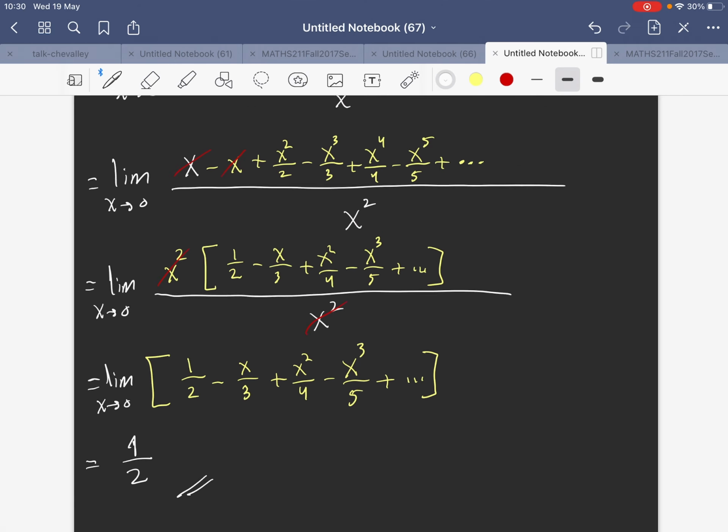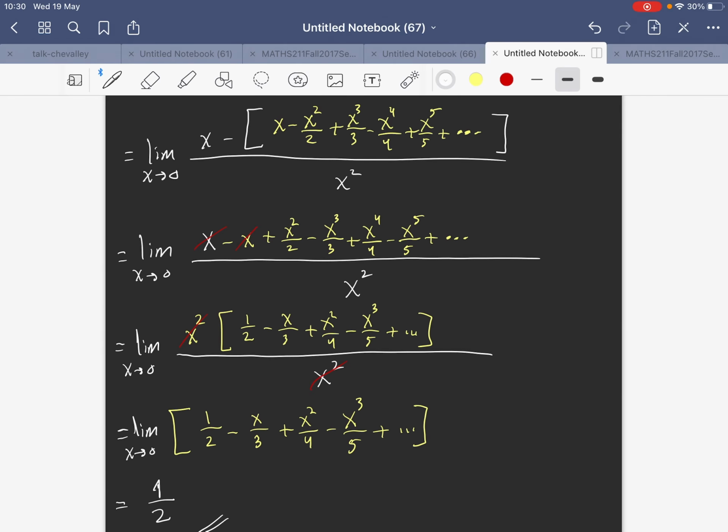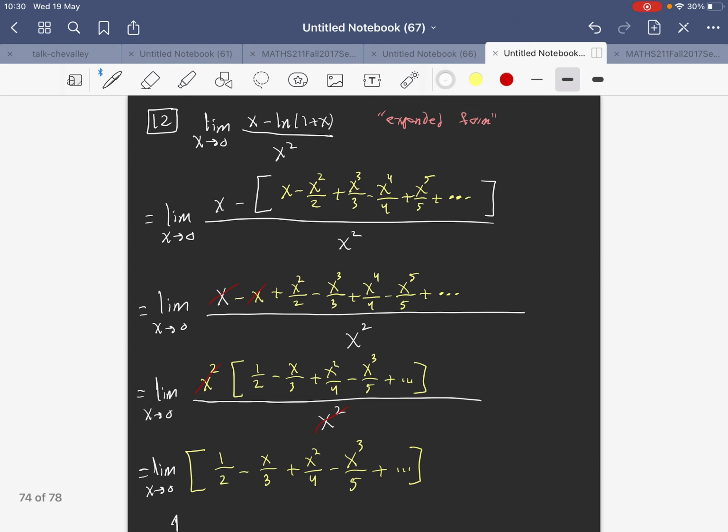Now please, can you check that we get the same answer if we use L'Hopital? That's the big question here. So what happened if we use L'Hopital? Do we get 1 over 2? Check that one and please write for me in the comments in this video.